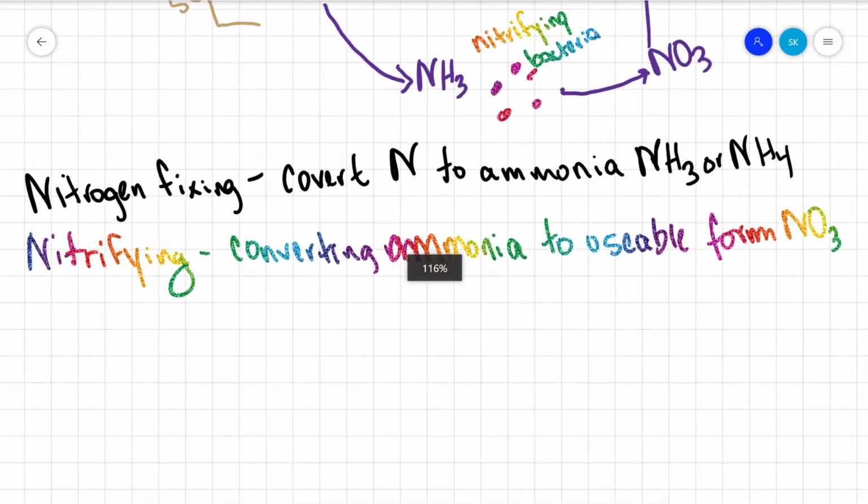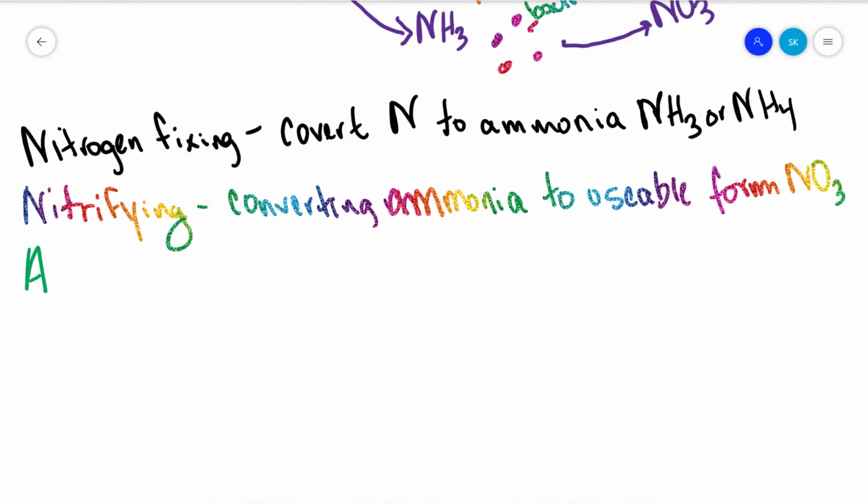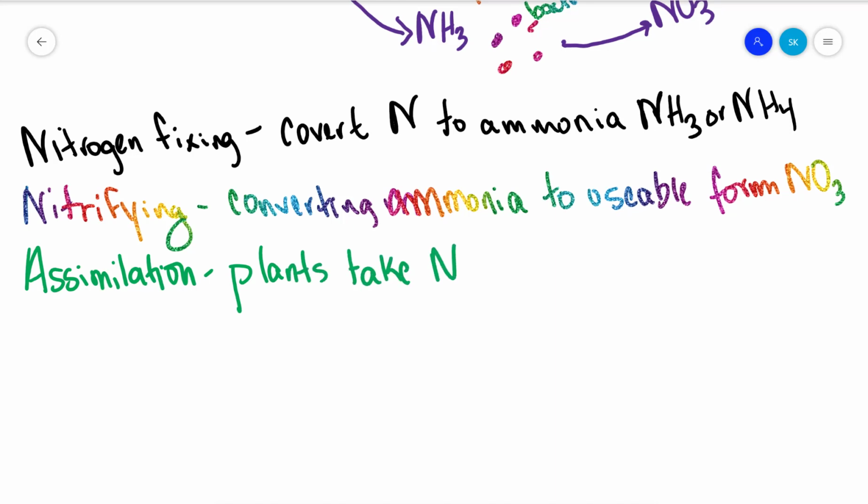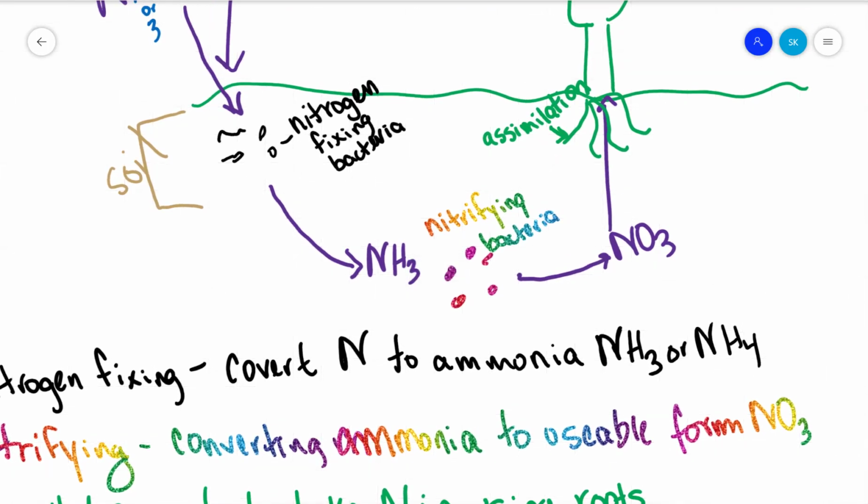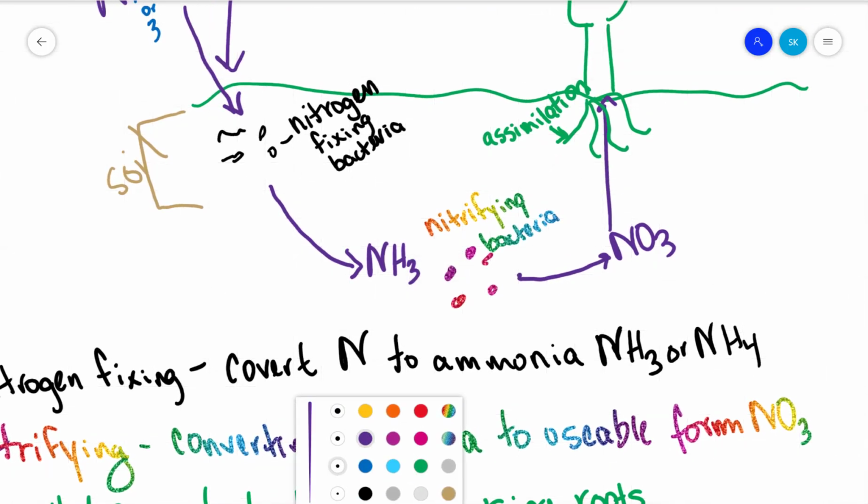Okay, so I'm going to go down here. Assimilation. Plants take nitrogen in using roots. Okay, so that's assimilation. And then there is going to be some extra of this NO3, and NO3 is nitrate, just in case you were curious. I'm not a chemistry teacher, so this is not chemistry class. I'm not going to make you know it.